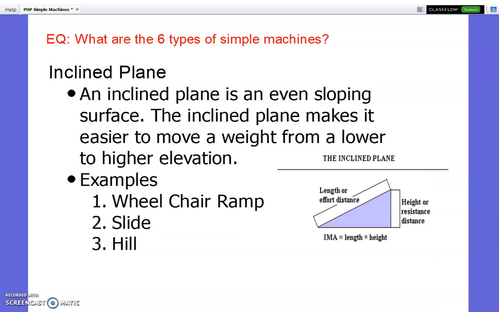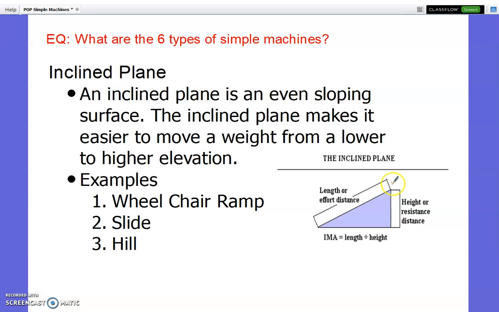Next type of simple machine is the inclined plane. This is an even sloped surface. The inclined plane makes it easier to move a weight from a lower to a higher elevation. An inclined plane is a stationary object, and you move something up that object. So an example would be a wheelchair ramp. So if this is a wheelchair ramp, you can move the wheelchair up to a higher elevation.